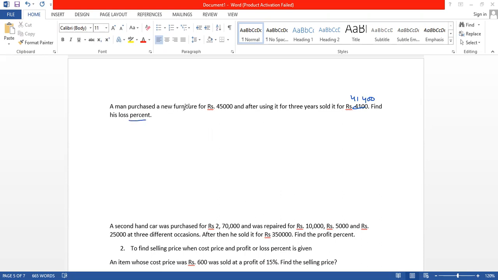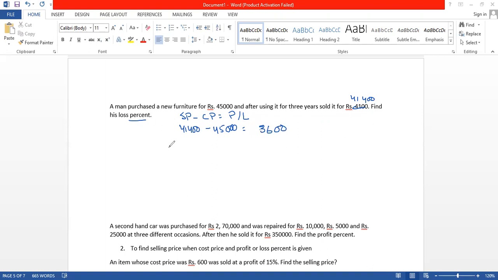So for this, you need to calculate the amount of loss. The selling price minus the cost price will tell you your profit or loss. Over here, you sold it for 41,400. So this is your selling price, and the cost price, you bought it at 45,000. So this gives you a negative 3,600. So this is the loss that you have made, 3,600. Now find his loss percent.